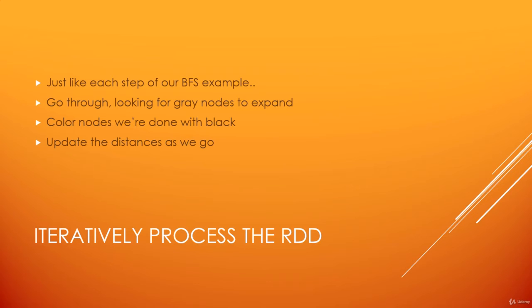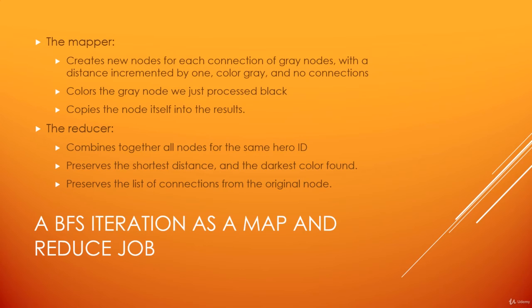So just like we walked through in the slides for breadth first search, we're going to go through things iteratively. And for every step, every distance, we're going to look for all the gray nodes and expand those gray nodes out, color the nodes we're done with as black, and just keep incrementing the distances as we go. So you're going to see a big old loop that just iteratively goes through that graph over and over again, looking for gray nodes and processing those gray nodes accordingly based on the rules that we defined in the BFS algorithm. All right, so again, we're just framing this as a map and a reduce job.